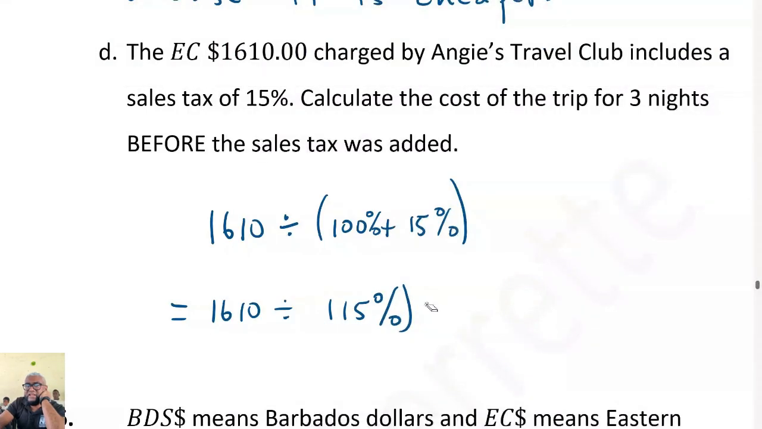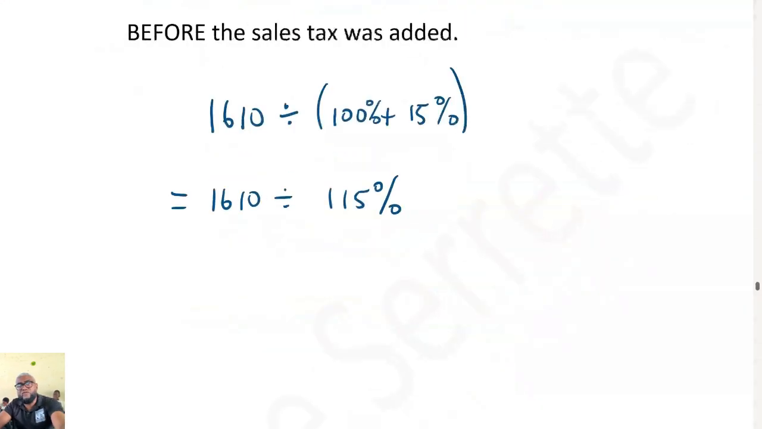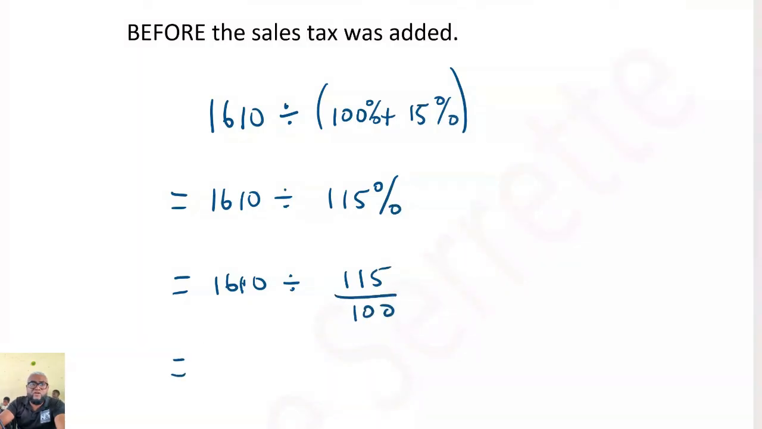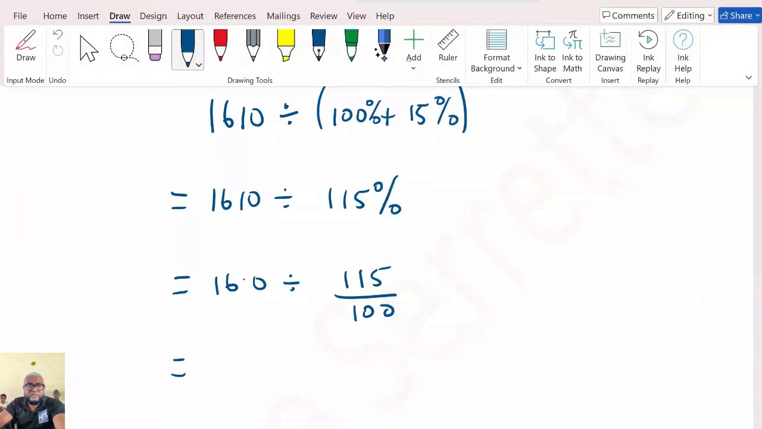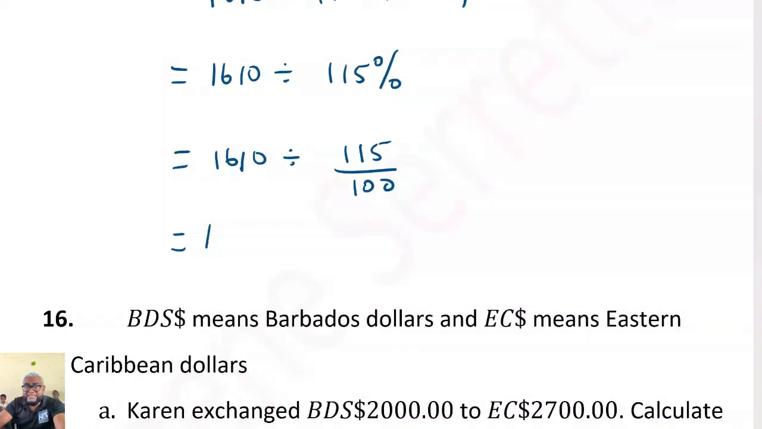How do we write 115%? It will be 115 over what? If it's a percent, over 100. So this will be equal to 1610 divided by 115 over 100, which will give me what? What's my original cost for Angie's Travel Club? How much again? EC 1400 exactly. Okay, so that's the cost before we added tax.